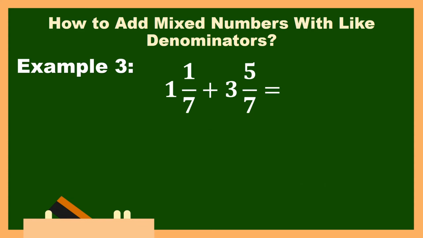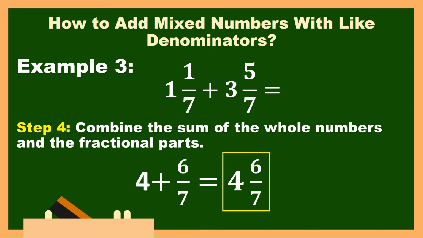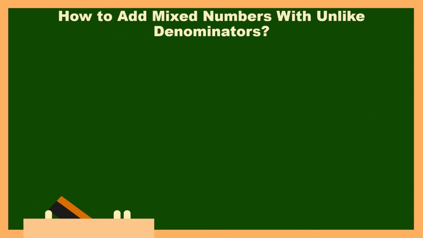At dahil ang result sa step 2 ay hindi improper fraction, we will proceed directly to step 4. So, we will combine the sum of the whole numbers and the fractional parts. So, 4 plus 6 over 7 is equal to 4 and 6 over 7. Ganon din dito sa 1 and 1 over 7 plus 3 and 5 over 7 is equal to 4 and 6 over 7. But how can we add mixed numbers with unlike denominators?